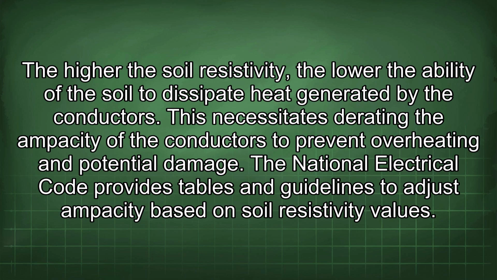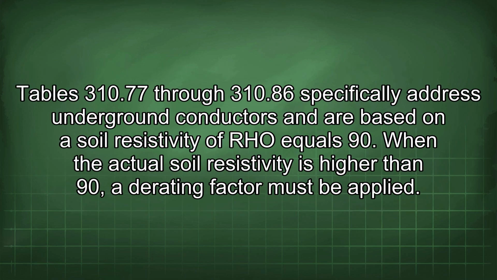The National Electrical Code provides tables and guidelines to adjust ampacity based on soil resistivity values. Tables 310.77 through 310.86 specifically address underground conductors and are based on a soil resistivity of RHO equals 90. When the actual soil resistivity is higher than 90, a derating factor must be applied.